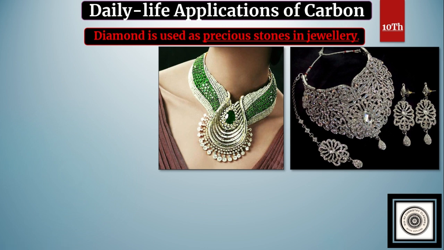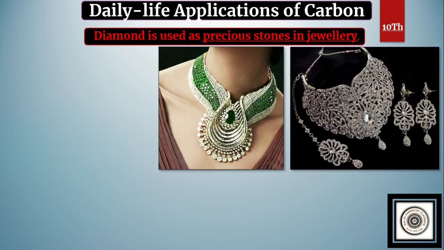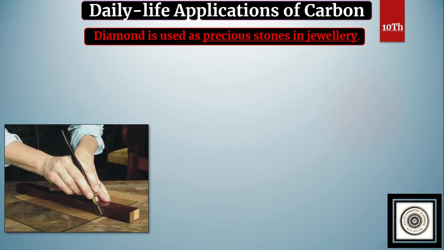Diamond is used as a precious stone in jewelry because of its rareness and uniqueness. Diamond is also used as a cutting tool, for cutting glass, because of its hardness. A black diamond is used in this cutter. Black diamond is used to cut glass.